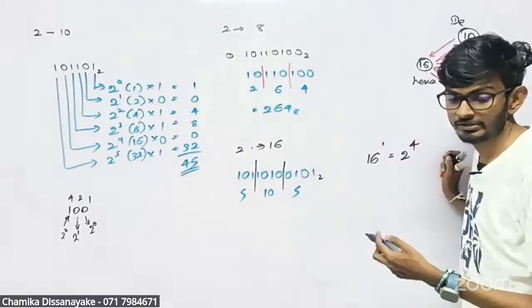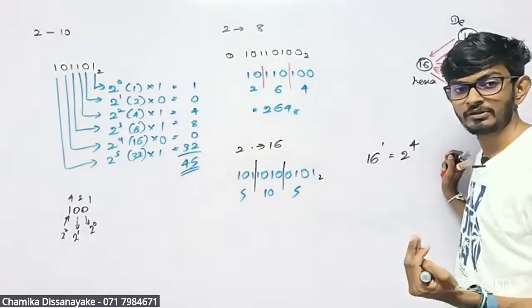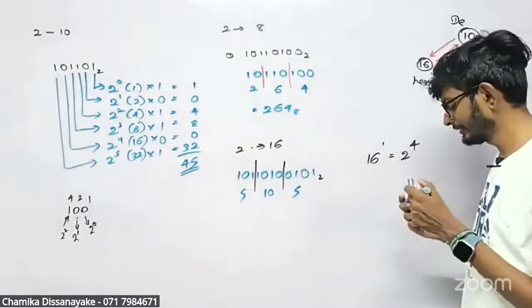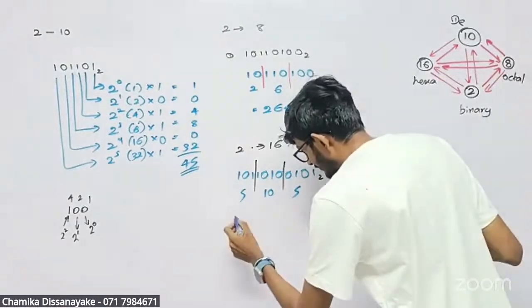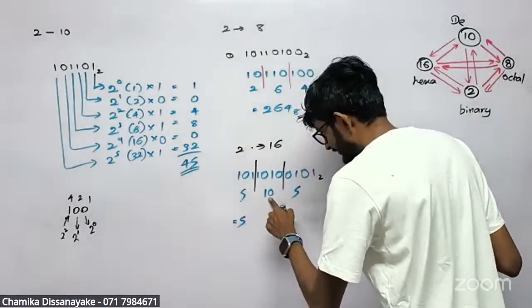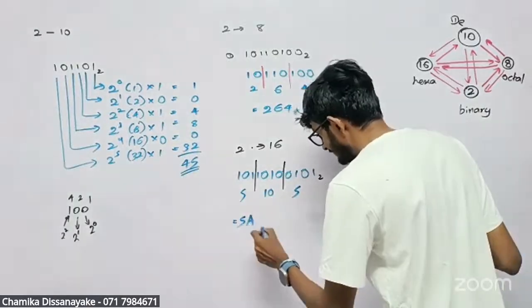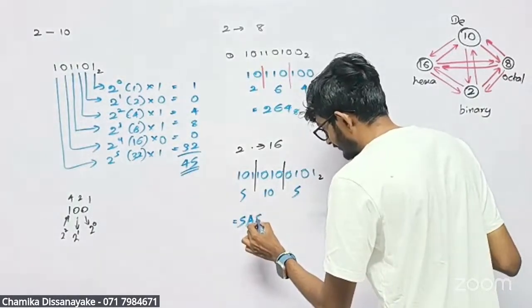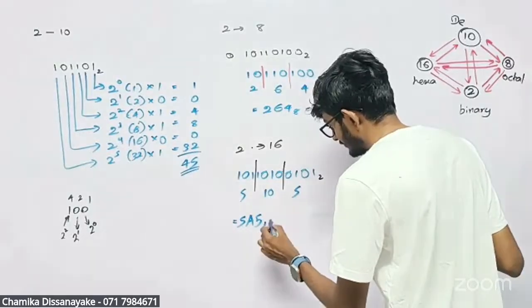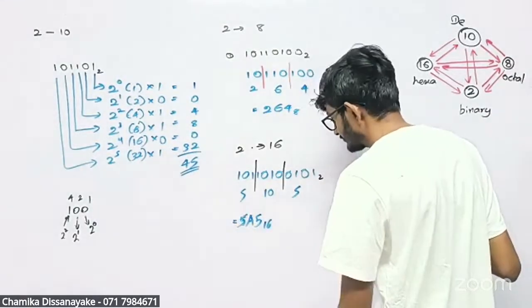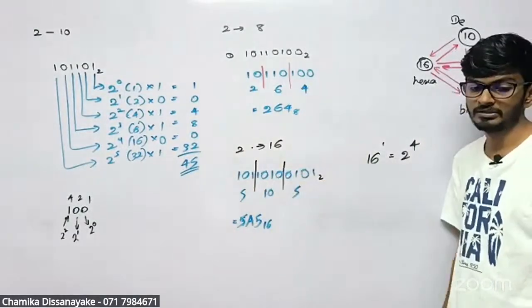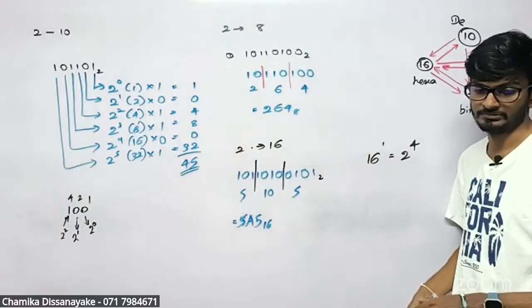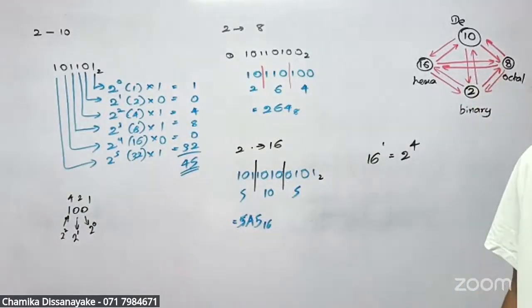But when we write the answers, we can't just write the values. We need to write the symbols. So you know what will be the symbol. For 5, we have the symbol as 5. For 10, we have the symbol as A. 5, again we have the symbol as 5. Base 16. This is how we convert binary to hexadecimal.